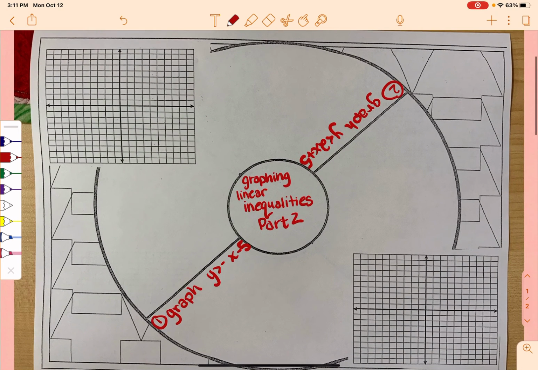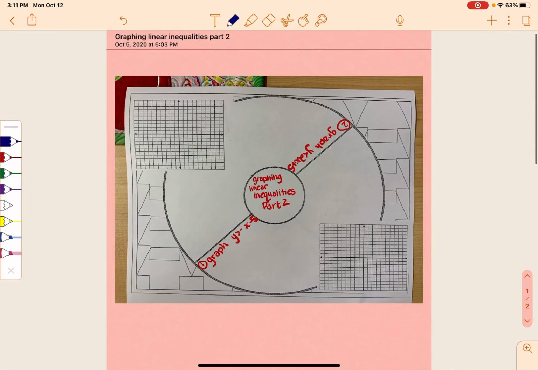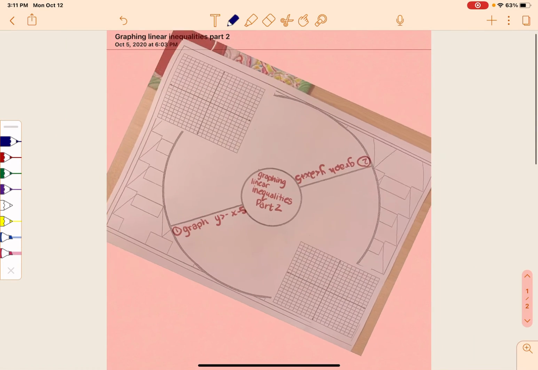And you'll notice that I'm using one of the graphing sheets again. In the middle I've listed this as graphing linear inequalities part 2, because we did part 1 the last time. So we're going to do two different practice ones here to get some more examples of what you need to be working your way through. So I'm going to turn this a little bit here.